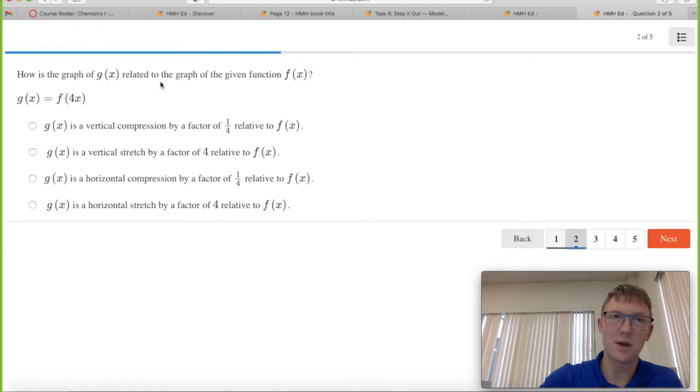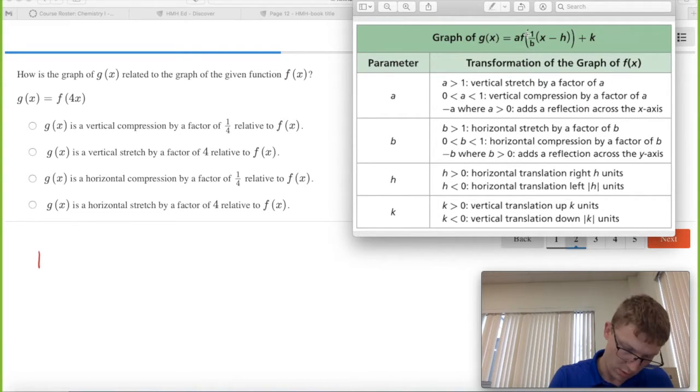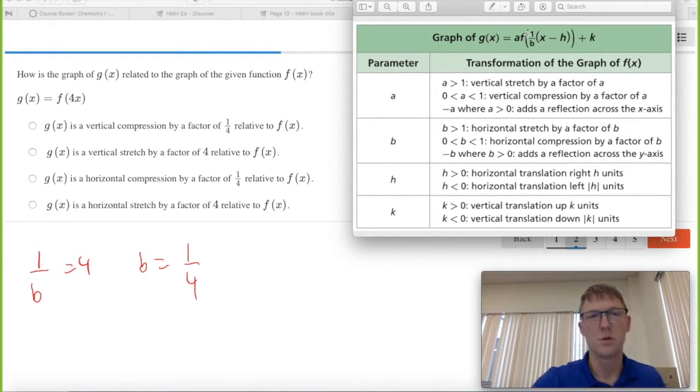So same question, how is the graph g of x related to the graph of the given f of x? So again, it is inside, so we know that it is a horizontal. We can look at our handy dandy chart and go, okay, that is our 1 over b. So if I were to take the long way around, so our 1 over b equals 4, so our b is equal to 1 over 4. Go gadget algebra. And so our b is in between there, so it's a horizontal compression by a factor of 1/4.